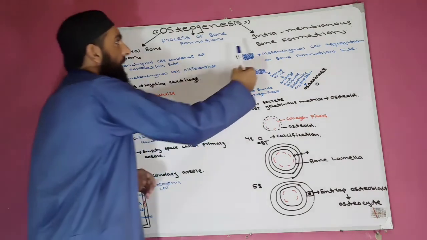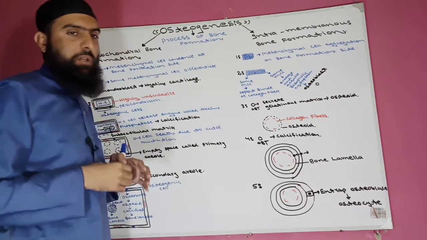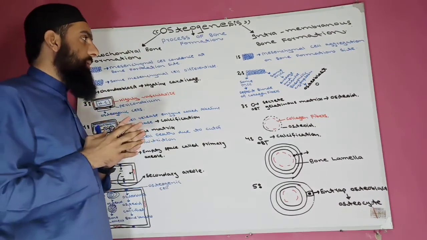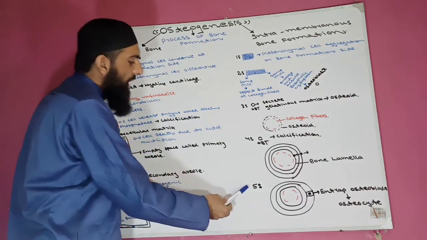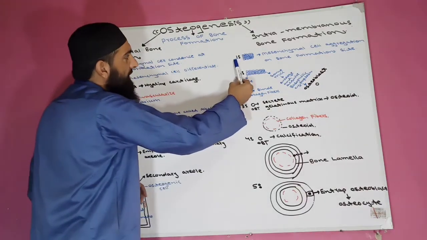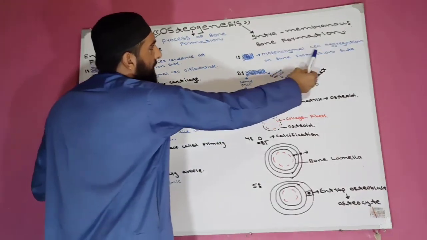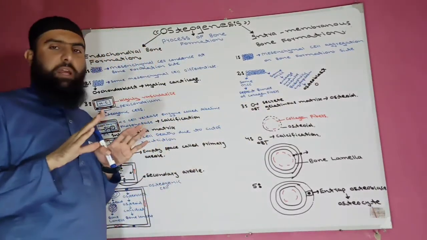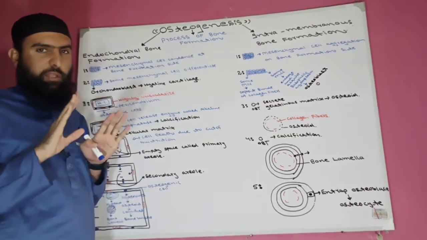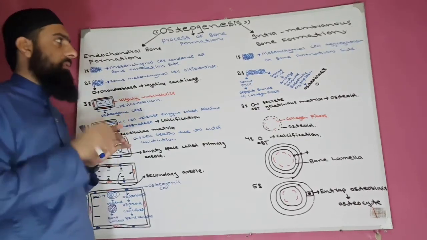Now come to the intramembranous bone formation. Intramembranous bone formation is the second way of osteogenesis, which has 5 steps. In first step, mesenchymal cell aggregation occurs on the bone formation site. This is the first step.